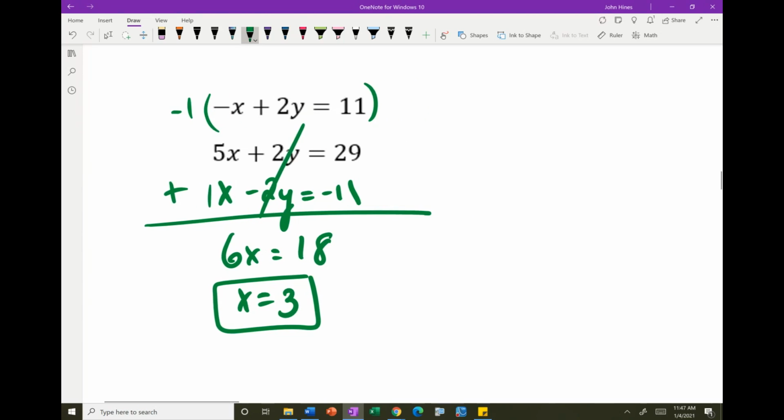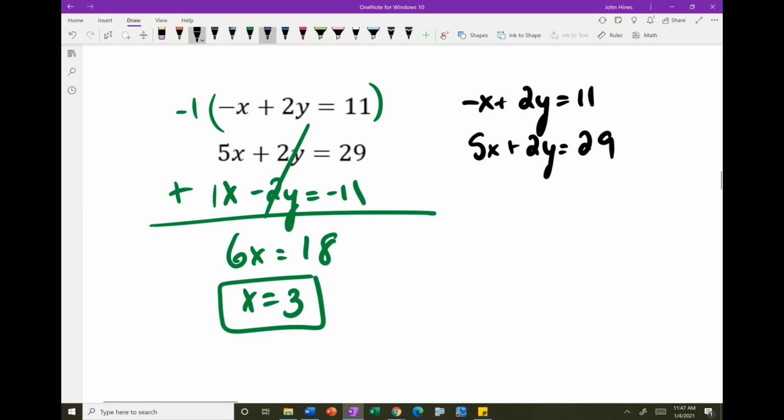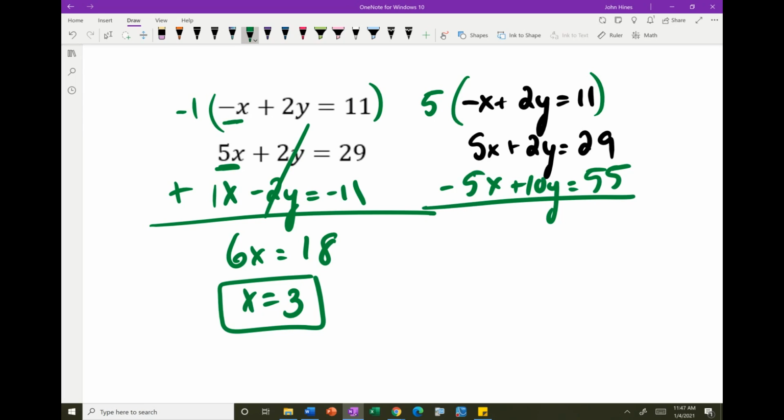Now I could plug that back in, but I'm going to show you the other way we could have solved this equation. The other way we could have solved it was to eliminate the x's. So what we could have done here was multiplied this top one by 5, because I have +5, and this would cause that to become a -5. Make sure you're multiplying everybody. And then I can add these together.